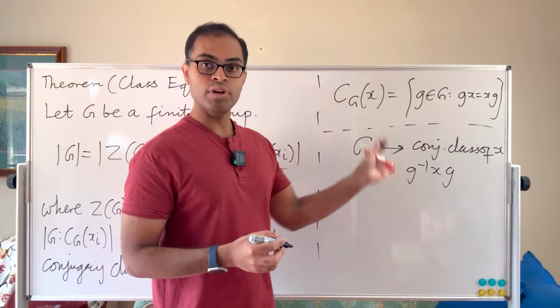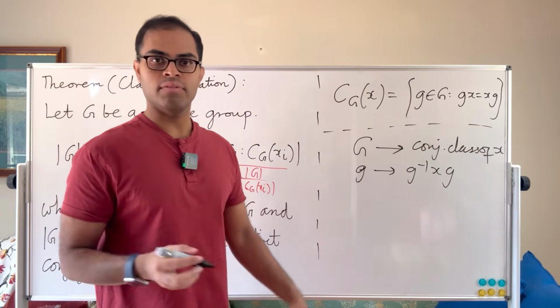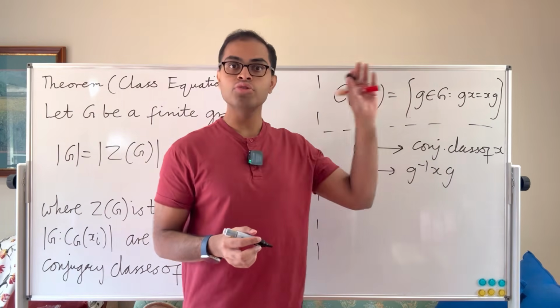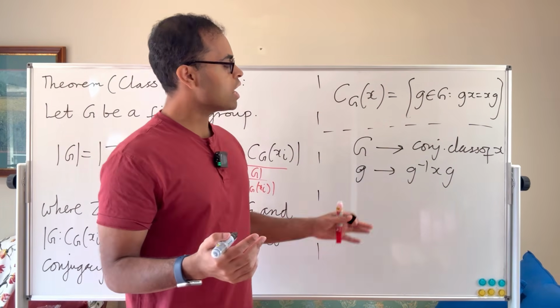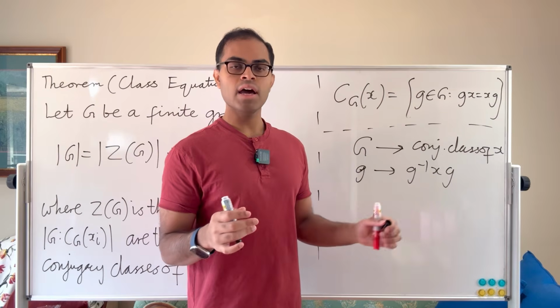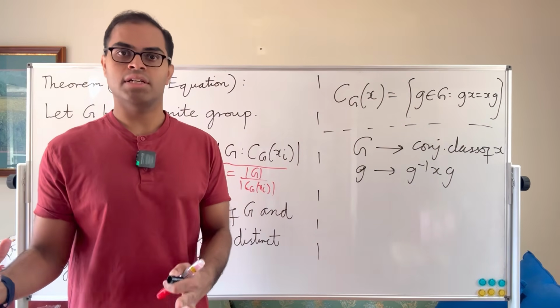And of course, as we sweep through all the g's in G, we're going to sweep through all the conjugates of x, all the g inverse xg's. So this is an onto map. We're going to use this map to count, because we're going to understand when things in G are mapped to the same thing in the conjugacy class of x.